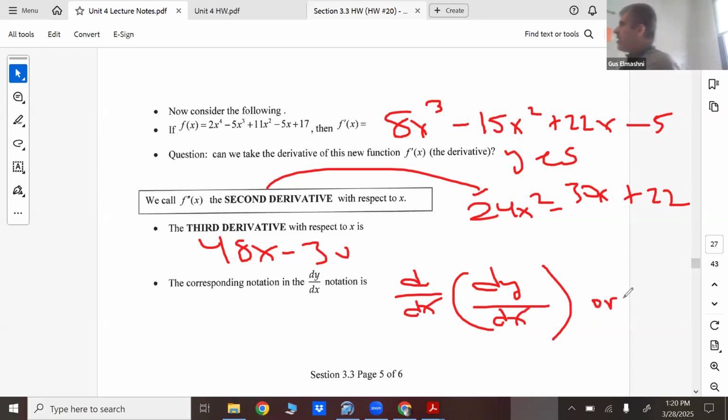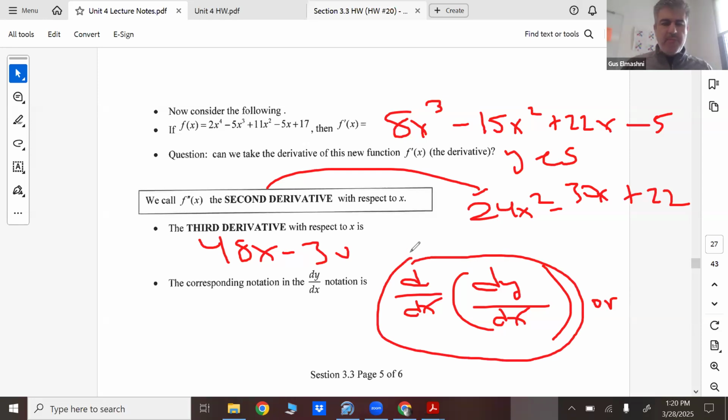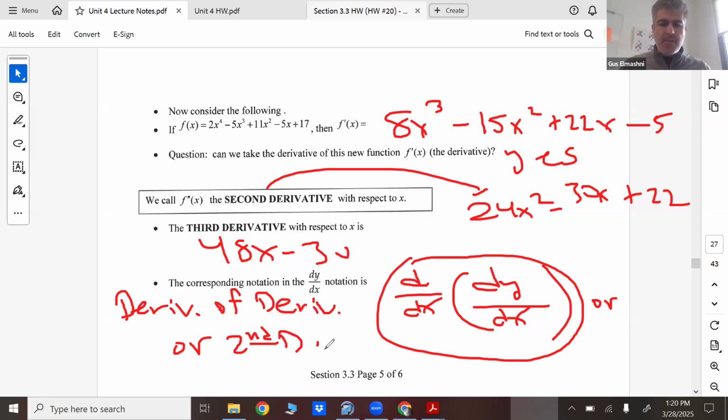That kind of makes sense, right? Because dy over dx is a derivative, and when you do the d dx of the derivative, if you're doing a derivative of a derivative, what do you call that? Second, yeah, exactly, right? So this right here is what we call the derivative of the derivative, or the second. So if you see that symbol, just assume that's what you're asked to do.